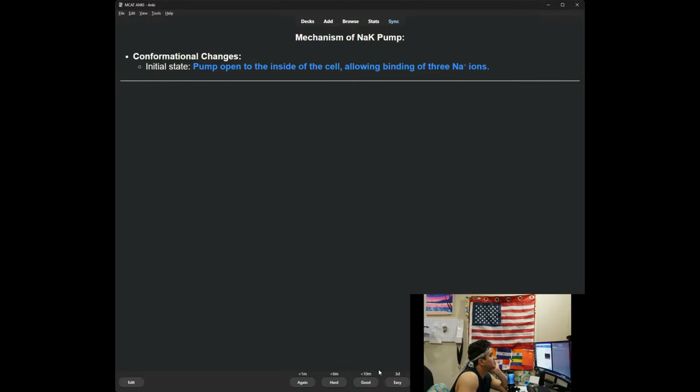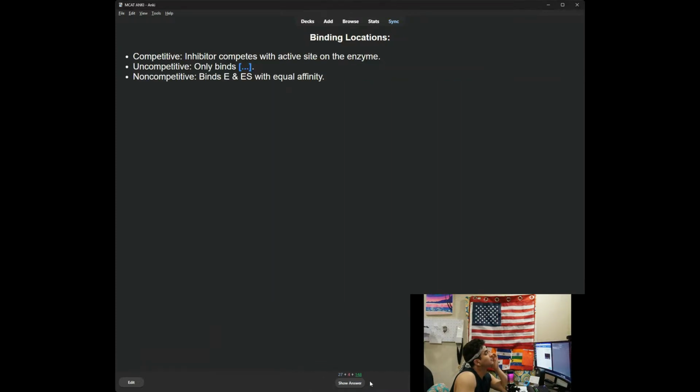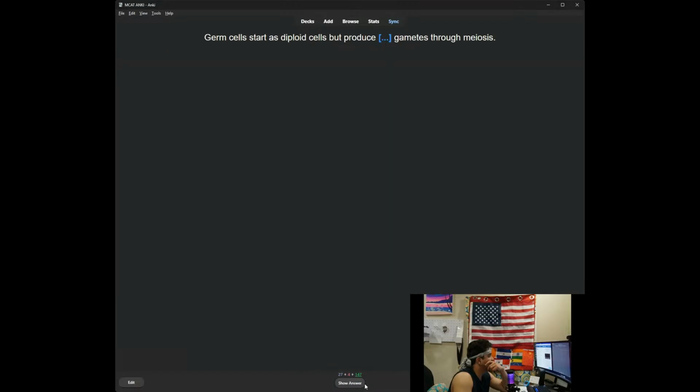The pump's open to the inside of the cell. Competitive only binds to the enzyme. Uncompetitive only binds to the ES, right? ES, yes, the ES complex.